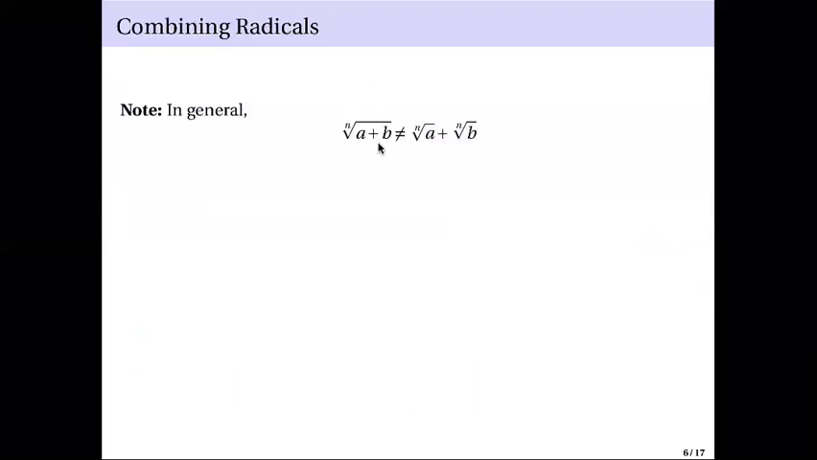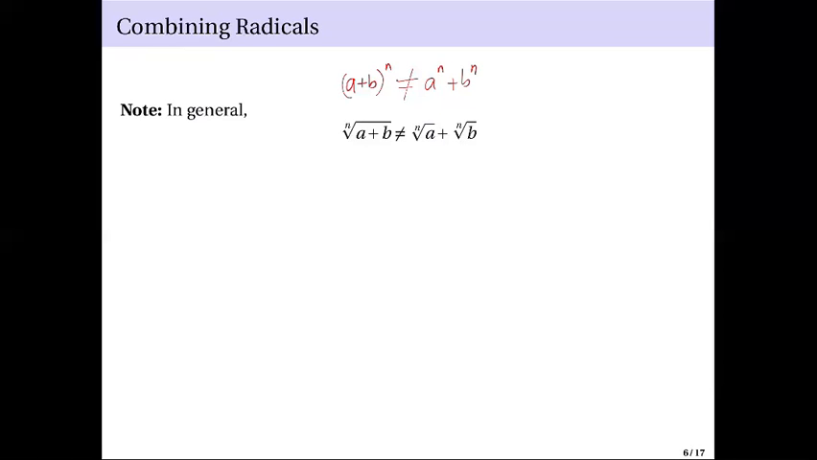Now, similar to exponents, we have this inequality. The nth root of a plus b is not always equal to the nth root of a plus the nth root of b. So remember, you have your (a plus b) to the n. This is not the same as a to the n plus b to the n in general. There are only special cases where equality holds. But in general, the equality does not hold.